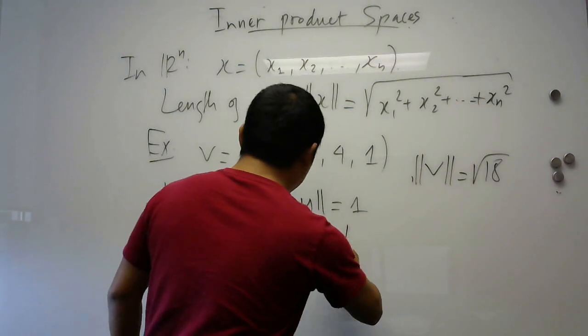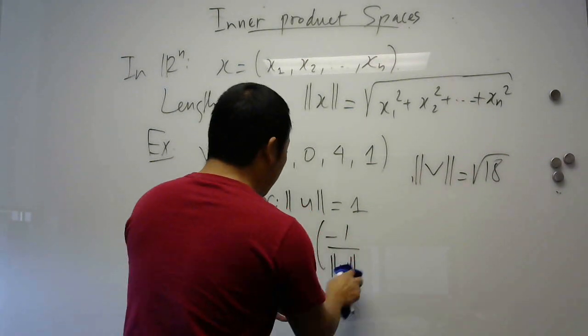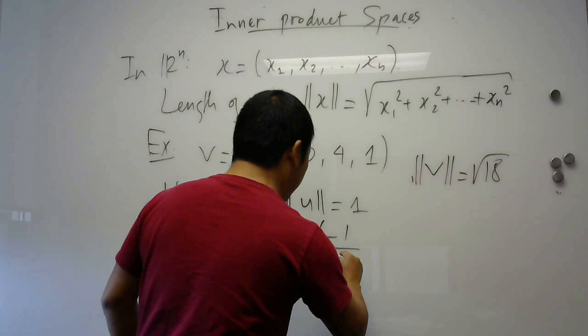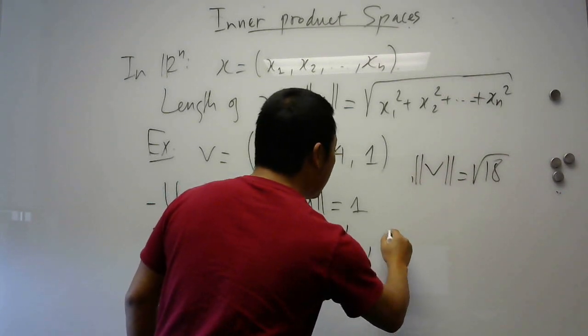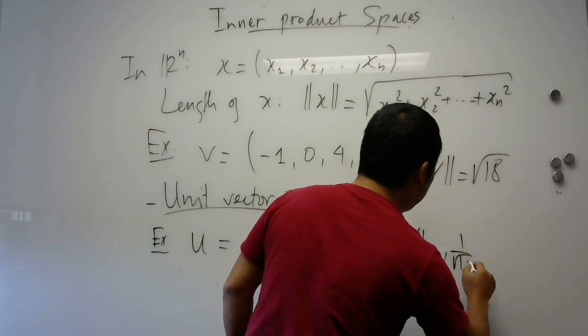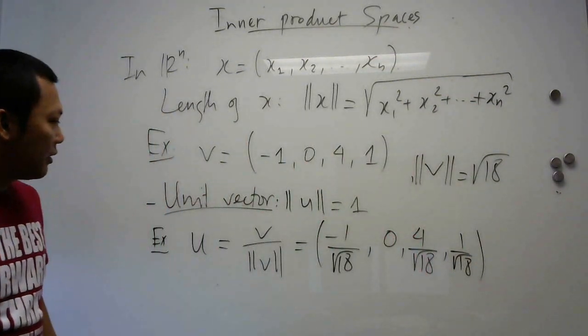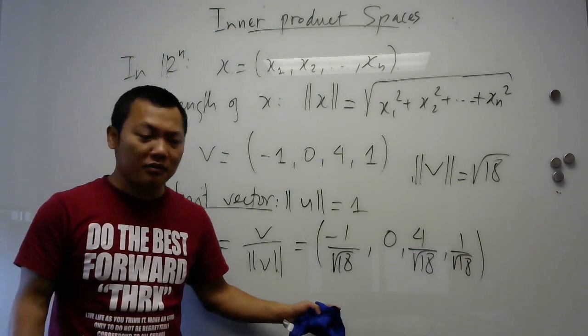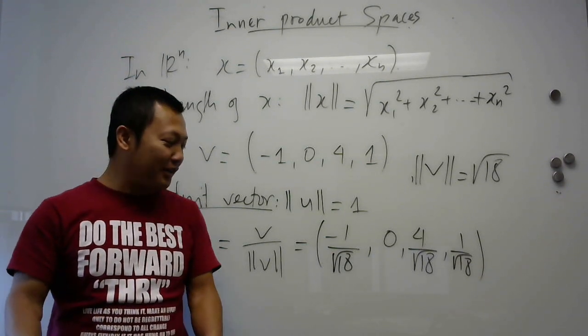So that is negative 1 over the norm of v. I have numbers, so just plug in 18, 0, 4 over square root of 18, and 1 over square root of 18. The numbers look horrible, right? But it's fine, don't worry about it.